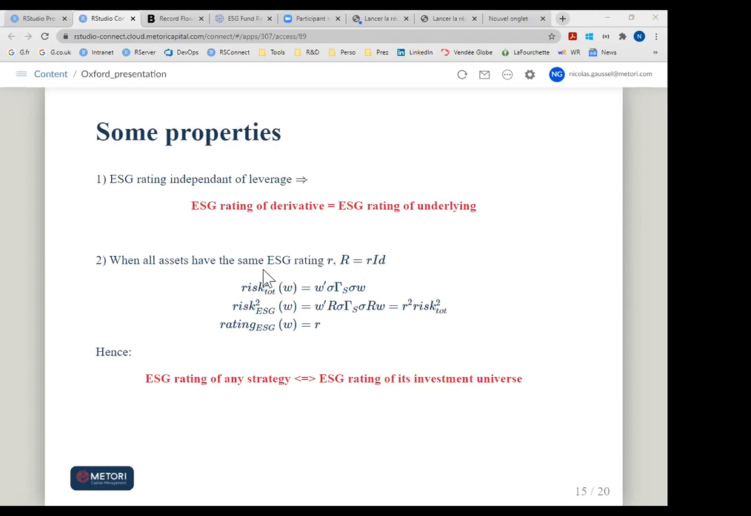Interestingly as well, take the multi-asset situation where all assets have the same ESG rating R, meaning that R is the identity multiplied by a small r. In this situation, if you follow the line of this calculation, the rating of the portfolio is also equal to R, meaning that all the finance machinery, shorting and leveraging, has no impact on this ESG rating if you move along the risk approach, risk being computed as a variance.